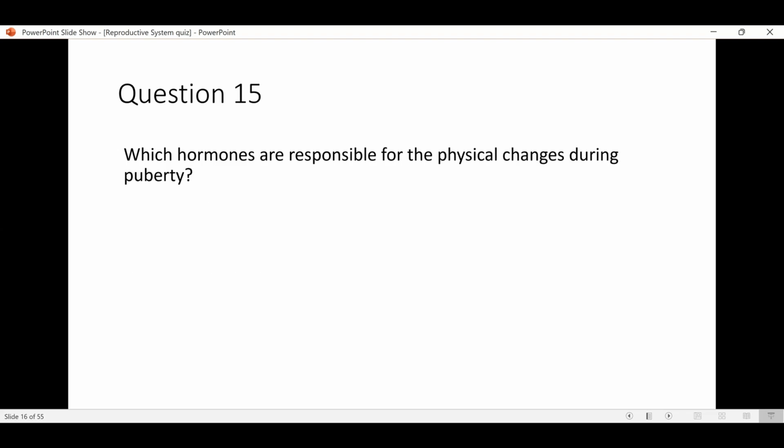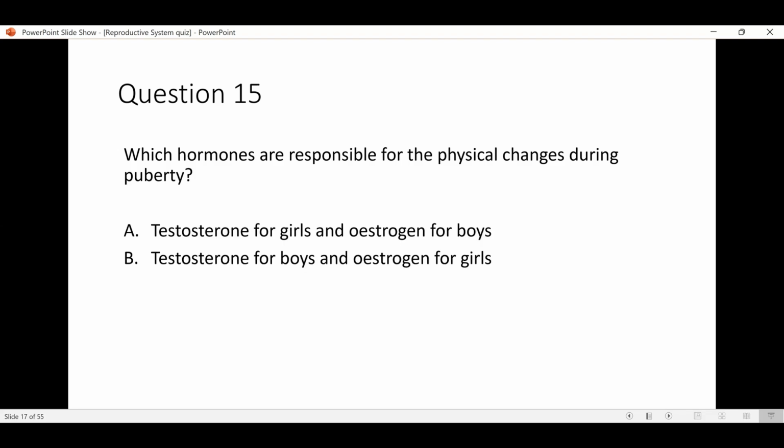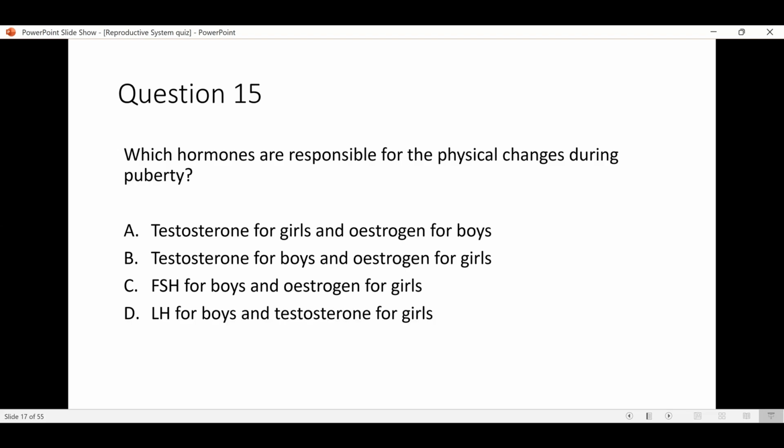Question 15. Which hormones are responsible for the physical changes during puberty? Testosterone for girls and estrogen for boys, testosterone for boys and estrogen for girls, FSH for boys and estrogen for girls, LH for boys and testosterone for girls.